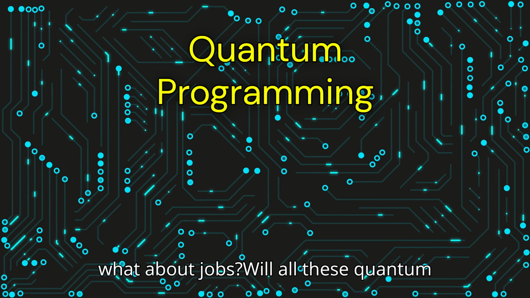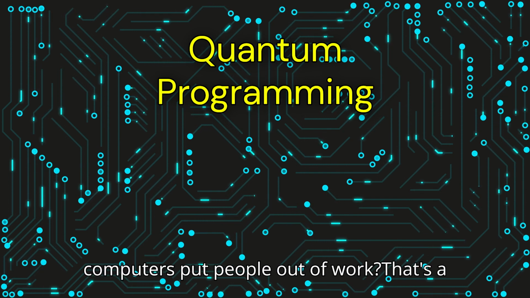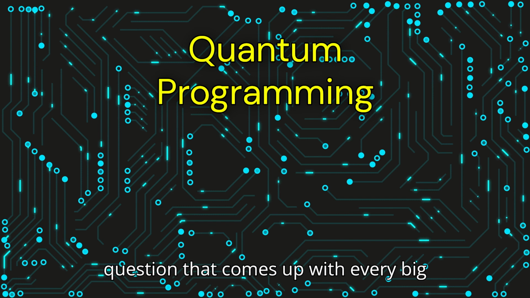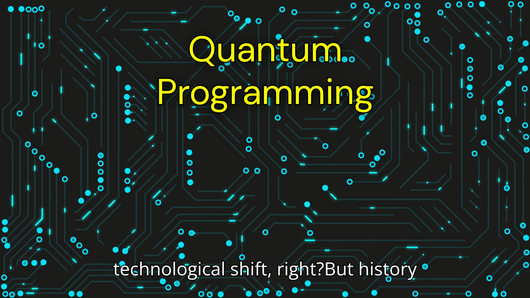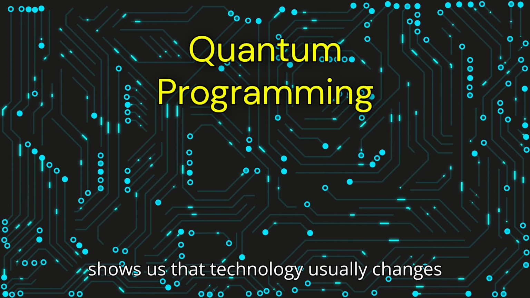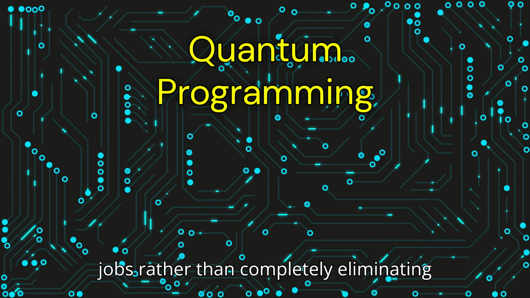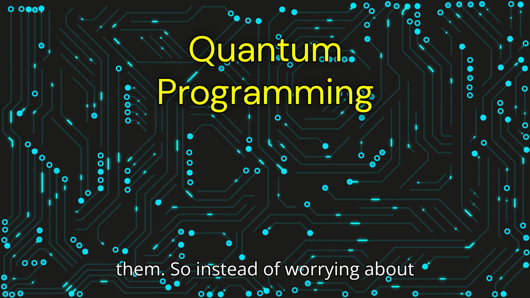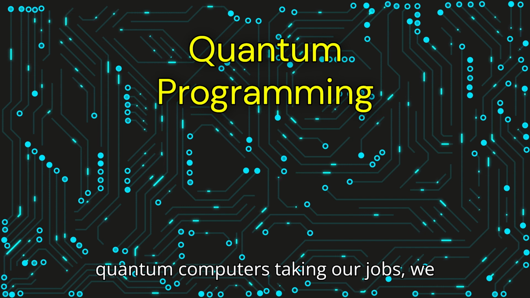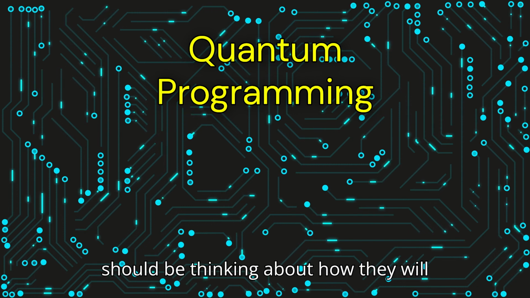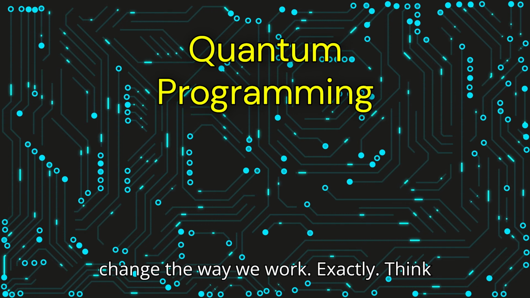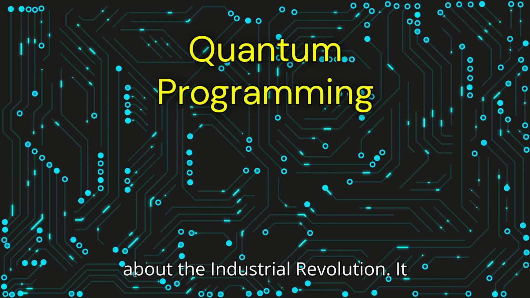But what about jobs? Will all these quantum computers put people out of work? That's a question that comes up with every big technological shift, right? But history shows us that technology usually changes jobs rather than completely eliminating them. So instead of worrying about quantum computers taking our jobs, we should be thinking about how they will change the way we work. Exactly. Think about the Industrial Revolution.